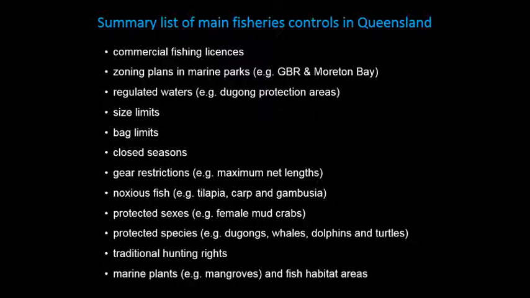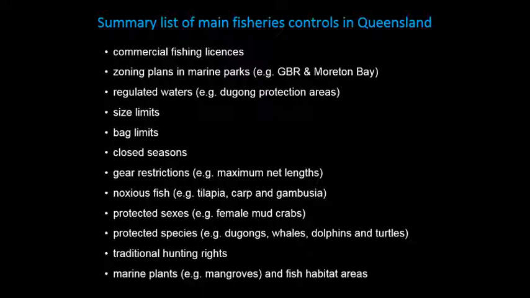So tilapia, carp, and gambusia, exotic noxious fish. Some sexes are protected. I think every Australian or Queensland fishing person would know that if you catch a female mud crab, you've got to let it go. If you turn it over and it's got a moon rather than a V in its shell, then it's a female and you've got to let it go. We let it go because it's about protecting the species, because the females are so much more important for reproduction than the males.